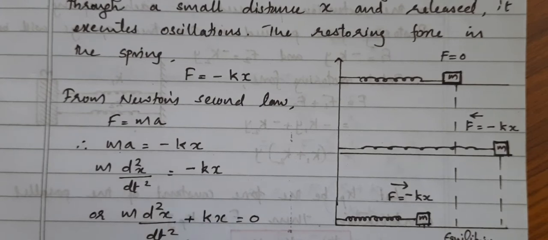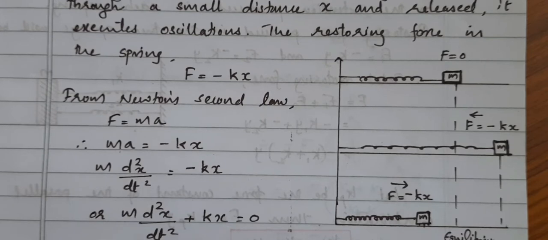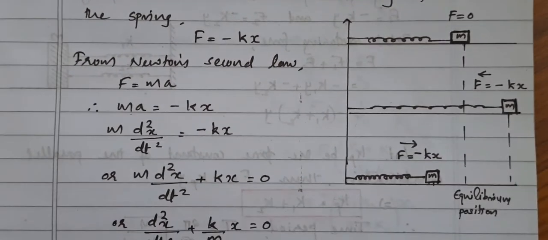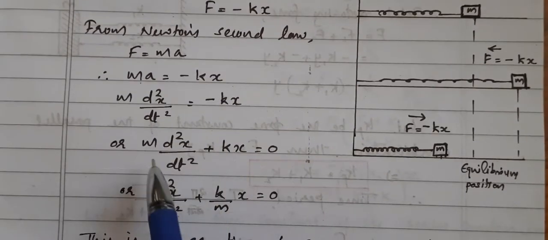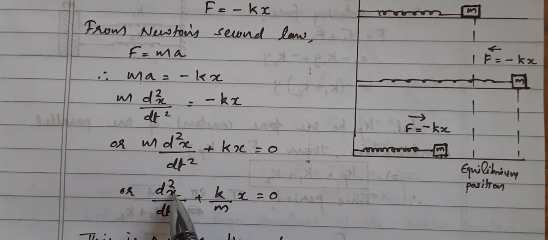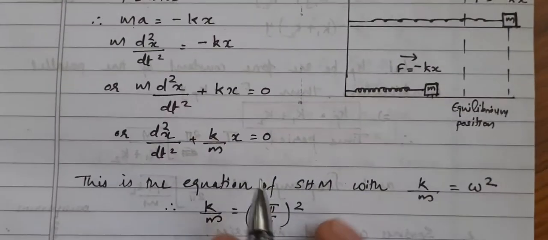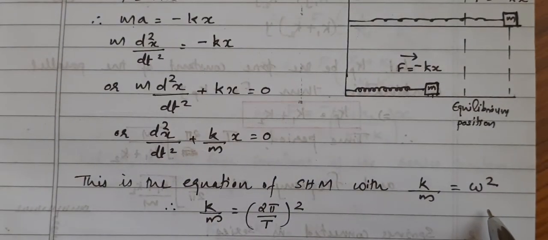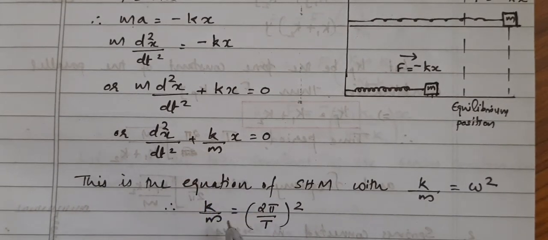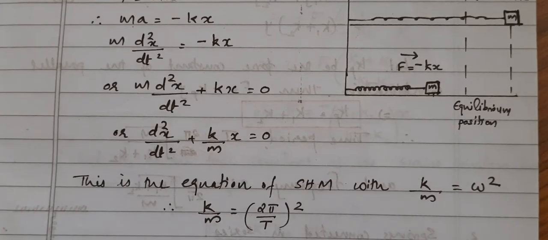Bring it to the left side, we get the equation m d square x by dt square plus kx is equal to 0. And if you divide this completely by the mass, we get d square x by dt square plus k by m x is equal to 0. And we already said this k by m is nothing but omega square. Omega is 2 pi by T. So k by m is 2 pi by T the whole square.